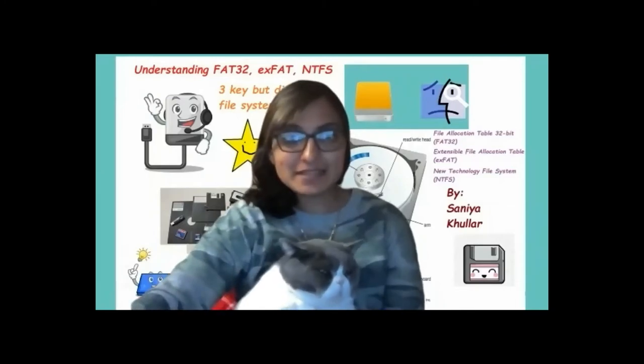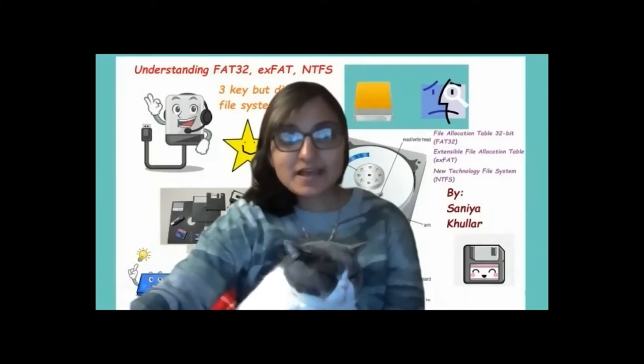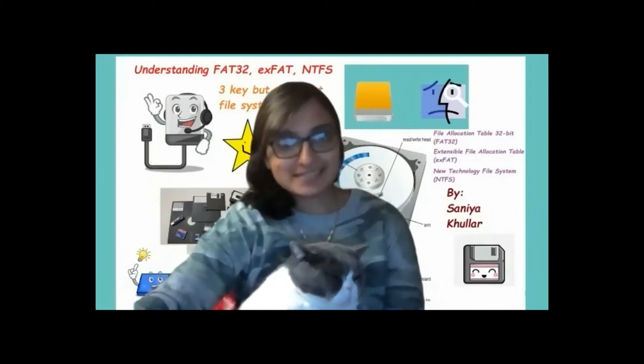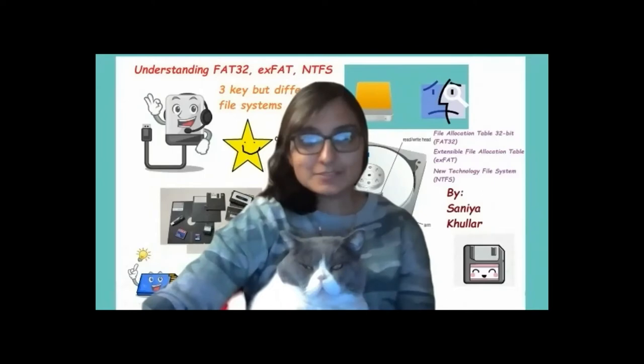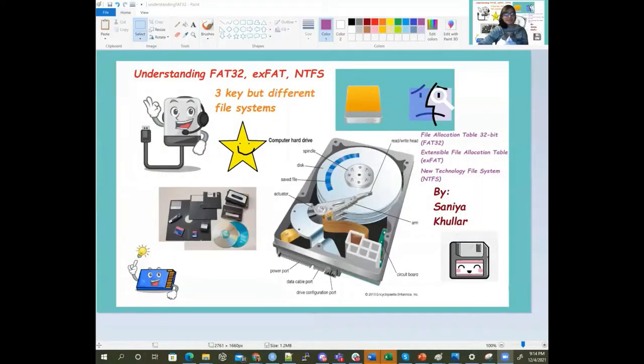FAT32 is basically File Allocation Table 32-bit. exFAT is Extensible File Allocation Table, and NTFS is New Technology File System. So let's get started with understanding these concepts. As I was mentioning, these are three key but different file systems, and there's so much that goes on behind the scenes.